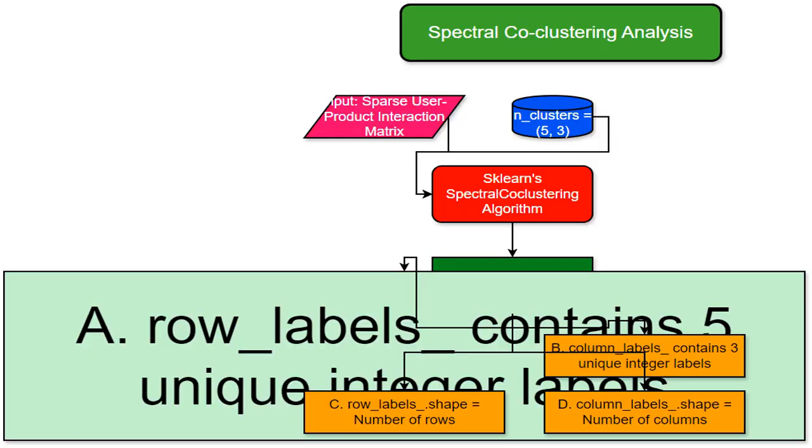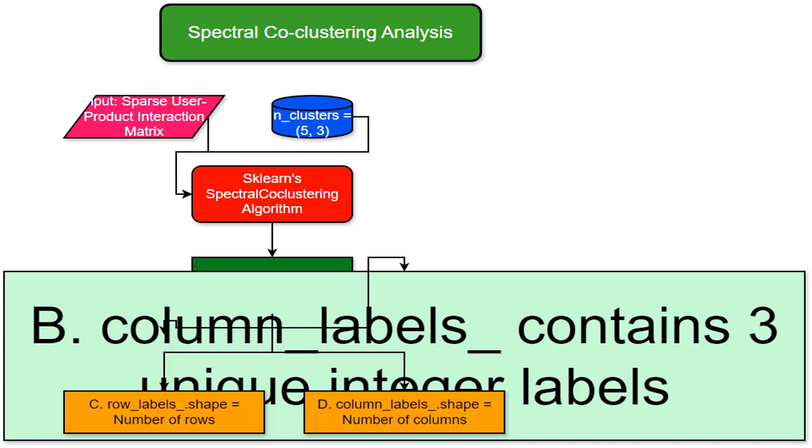to. Because I asked for 5 user clusters, the row labels will contain 5 different numbers. These numbers act as cluster identifiers. For example, it might assign labels like 0, 1, 2, 3, and 4 to represent the different user clusters. Similarly, because I requested 3 product clusters, column labels will have 3 different numbers to represent the different product groups. It might use labels 0, 1, and 2, for instance.